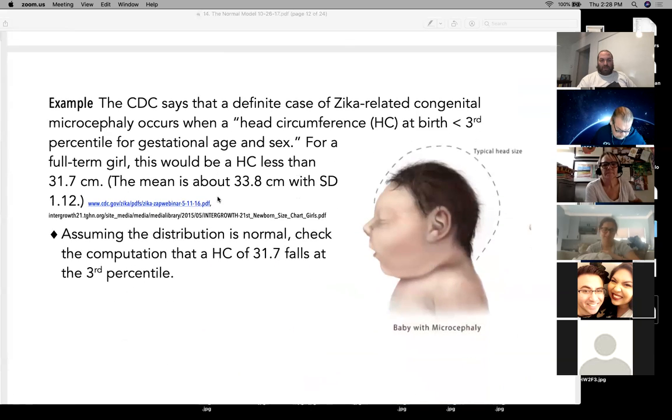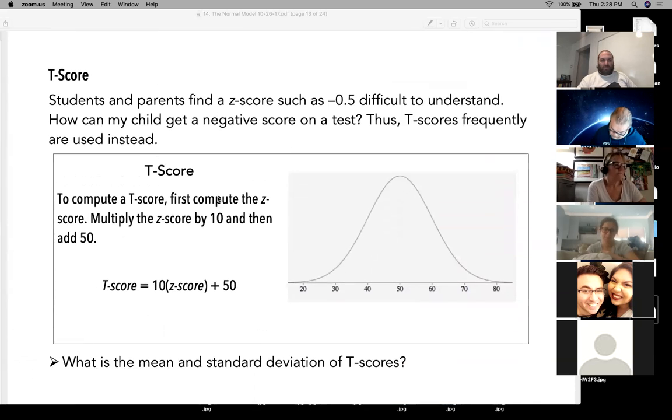Okay. This is just another example. Okay, let's go to t-scores.